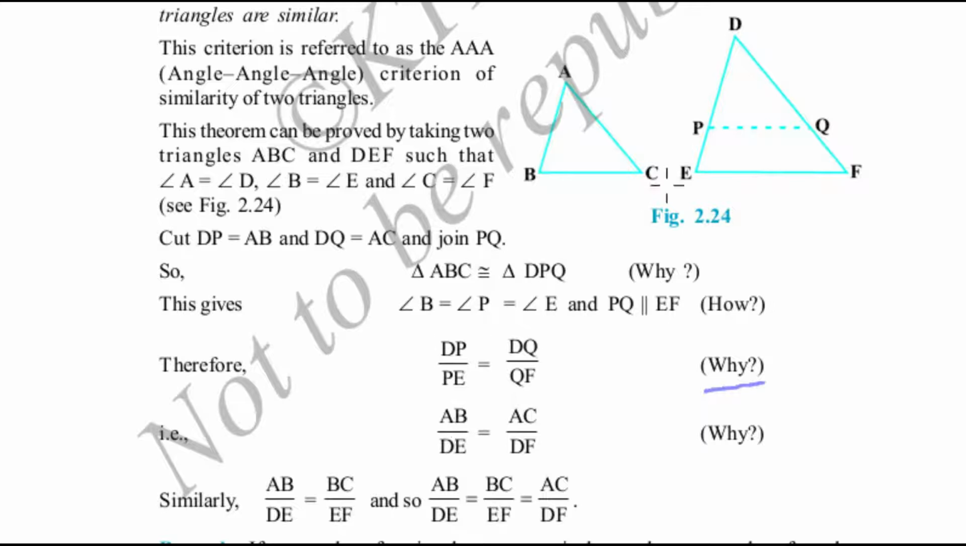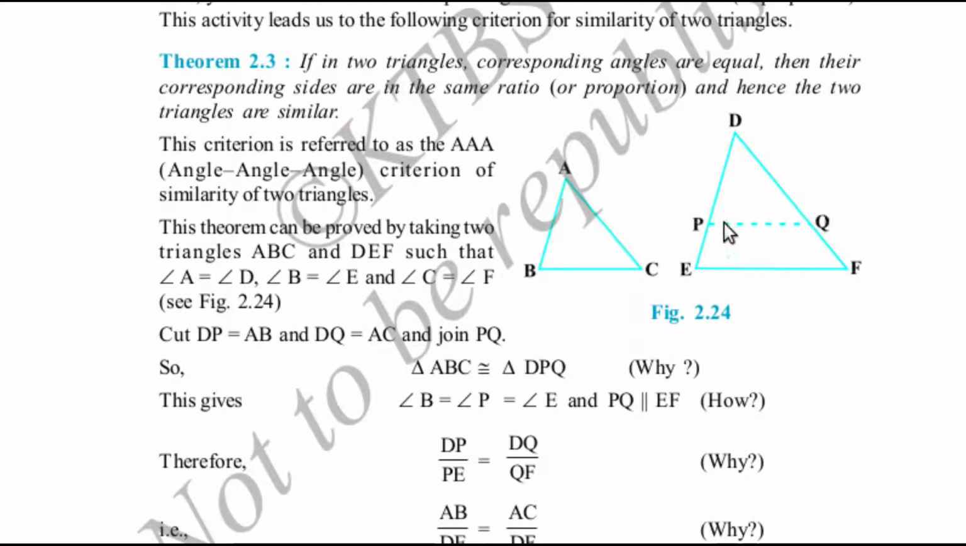We are replacing DP with AB, since these two sides are of the same length because they are congruent triangles, so the side lengths are equal. So we are replacing DP with AB here, and we are replacing DQ with AC. Similarly, AB by DE is equal to BC by EF. So if the corresponding angles are equal in two triangles, then their corresponding sides are in proportion.